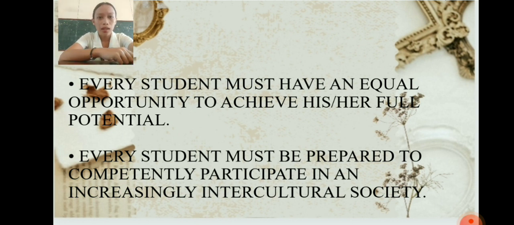So the second one is every student must be prepared to competently participate in an increasingly intercultural society. Every student must be fully prepared to competently participate in every activity engaging in intercultural society. Also to enhance their connection with different people within the different societies as well.